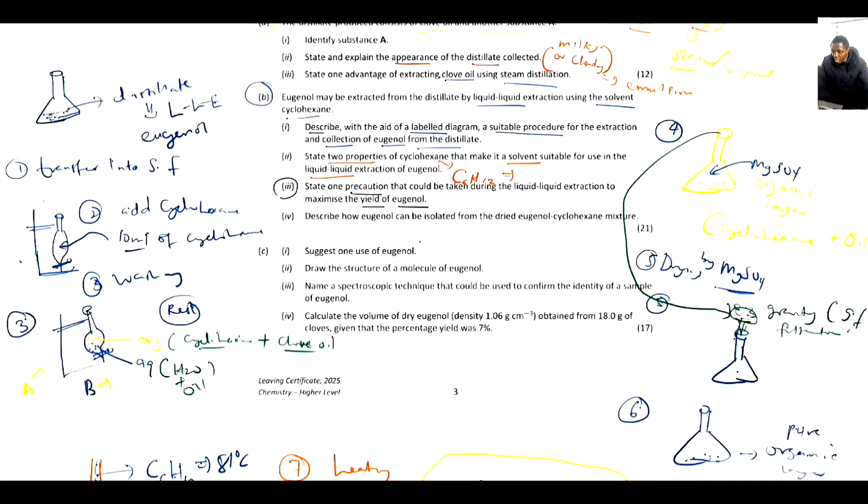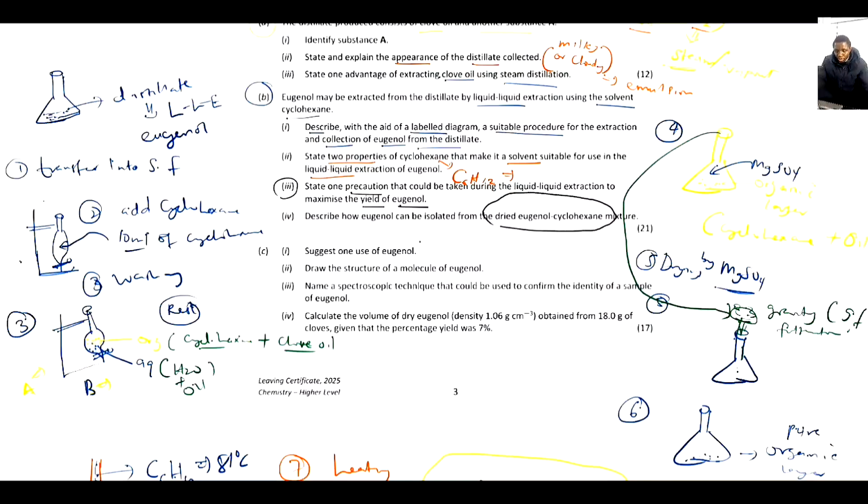So describe how Eugenol can be isolated from the dry cyclohexane mixture. I've already done that, which is the process where what we get here is a pure organic layer that I call dry cyclohexane Eugenol. We have Eugenol. The oil that I use is called Eugenol because the oil contains about 75% Eugenol. So there are also other components inside that, but Eugenol takes the larger percentage. That's why we call it Eugenol here.